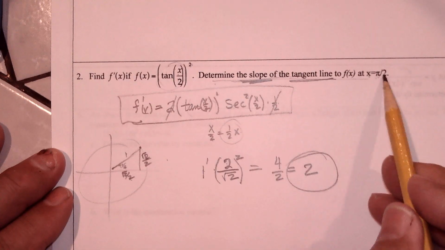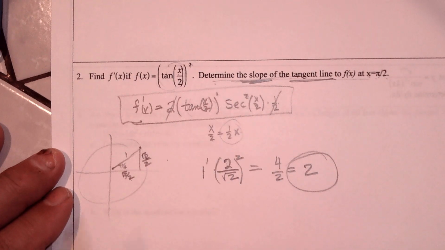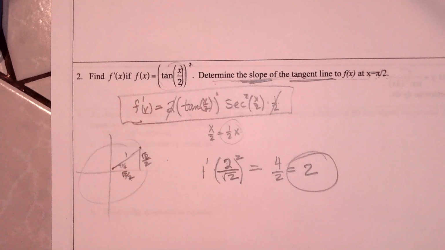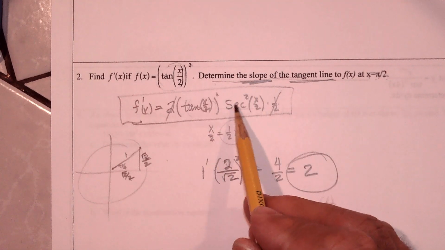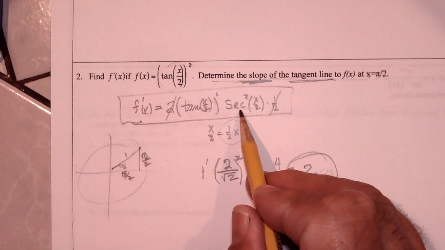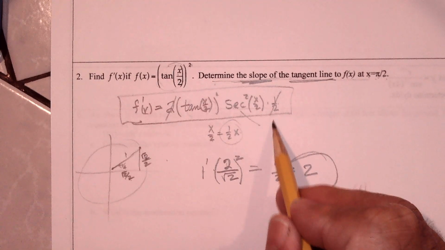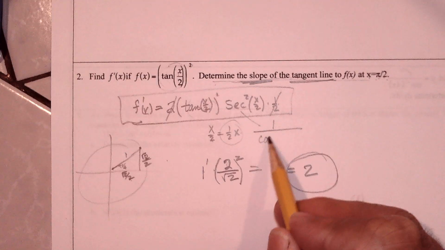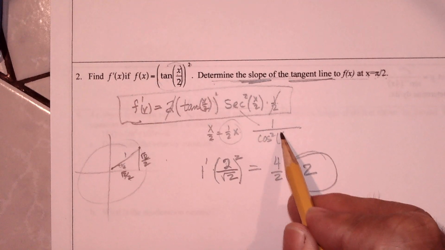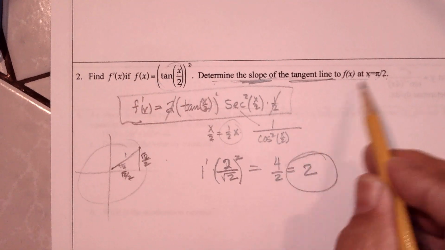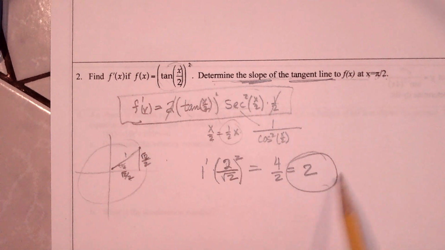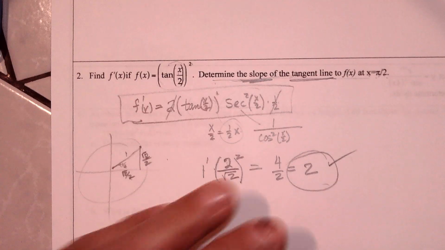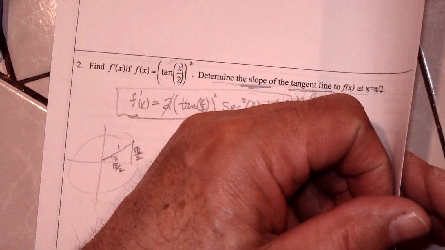So if you put pi over 2 in for the x's here, have your mode in radians, and type this into your calculator correctly. To type this in, you can type in 1 over cosine squared of x over 2 and put pi over 2 in there. And it should come out to give you an answer of 2. Number 3.